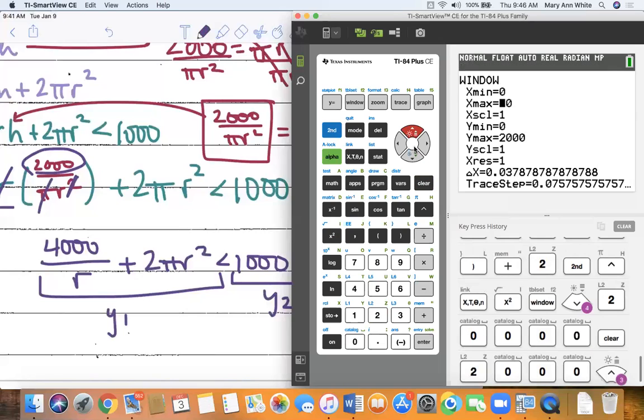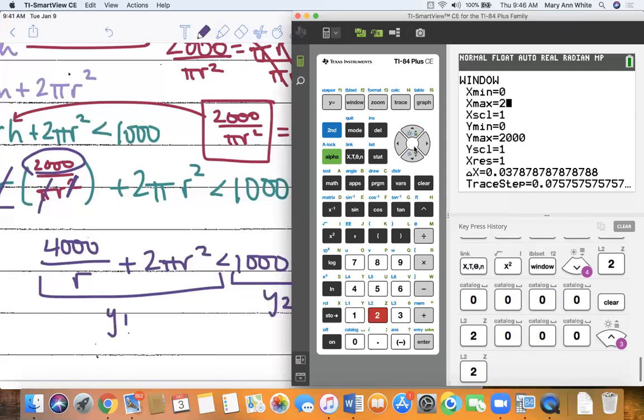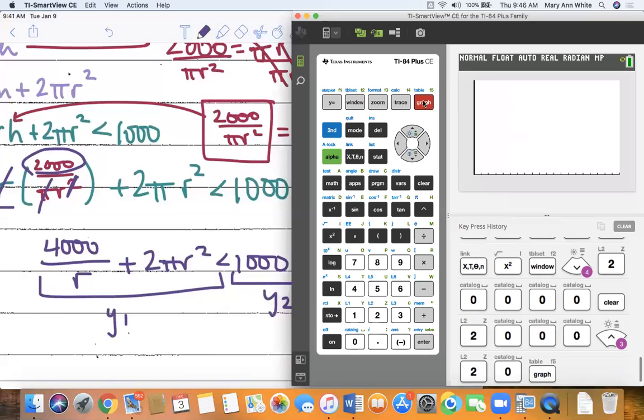And then for X max, I honestly don't know. I have no idea what my X's could be. I'm going to guess it's less than 20. It might be a lot less than 20. It might be right at 20. There's really no reasoning behind that guess. I really have no idea what the R could be. So I'm assuming it can't be so big. I'm going to keep it kind of small, and if I need to adjust, I will. So I'm going to graph this now. Oh, and I see plenty.